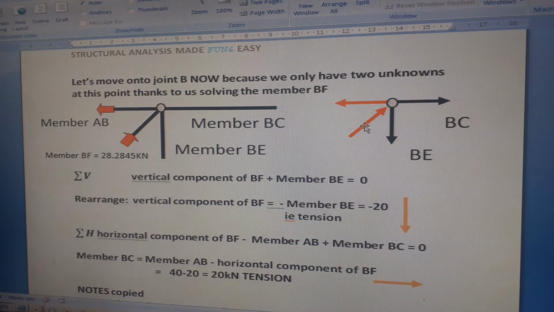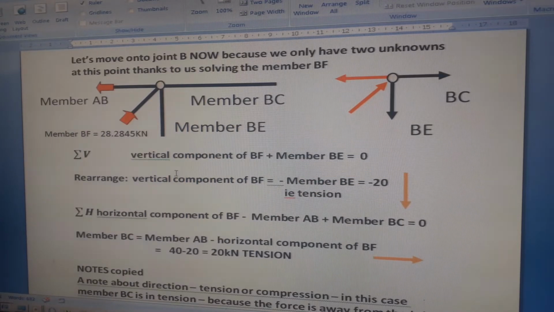And also I've drawn BE downwards, because the vertical component of BF is going upwards, and we know that we need to balance the forces in the vertical direction. So that means BE must be downwards, because if the vertical component of BF is upwards, then BE must be downwards. So let's carry on that line of thinking.